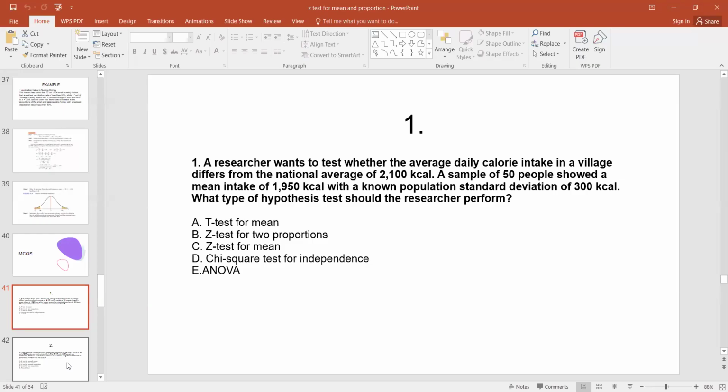A. T-test for mean. B. Z-test for two proportion. C. Z-test for mean. D. Chi-square test for independence. E. ANOVA test. C. It's a C. C is the right option.